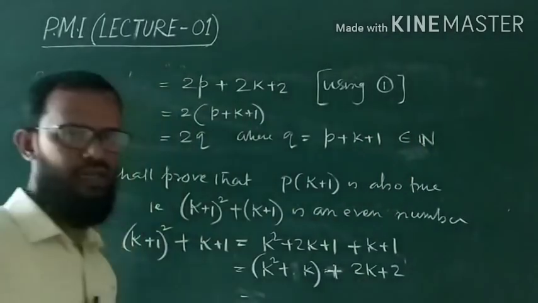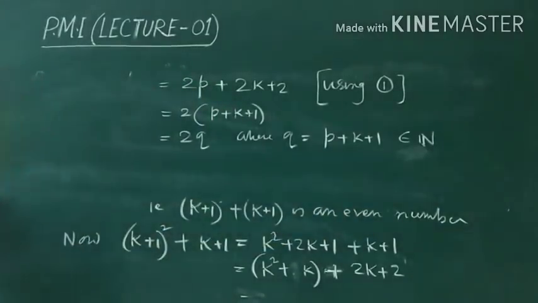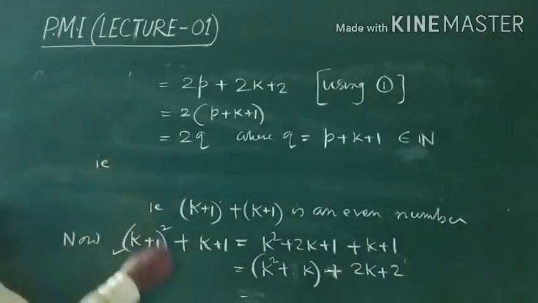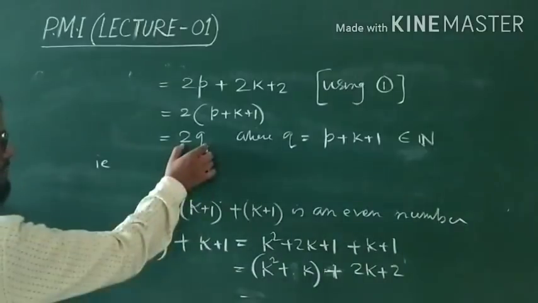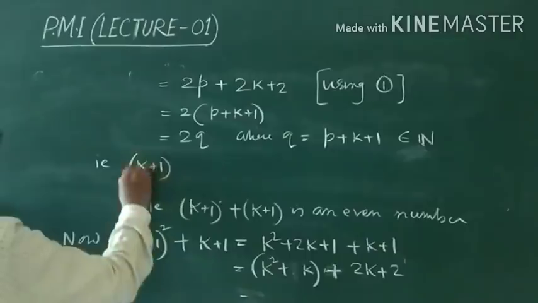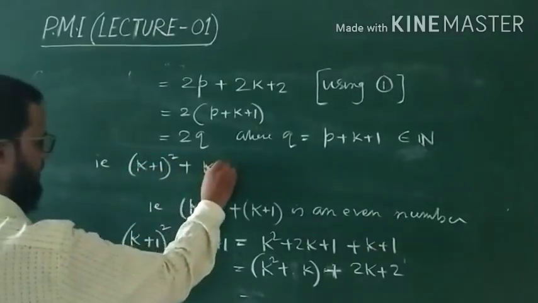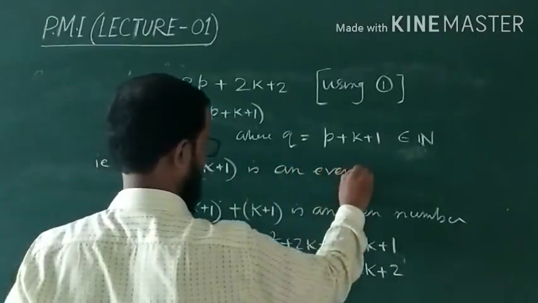Finally what we get is that this particular result is a multiple of 2. Since this result is a multiple of 2, we can say this is an even number, that is, (k+1)² + (k+1) is an even number.